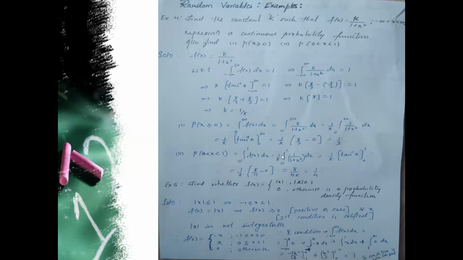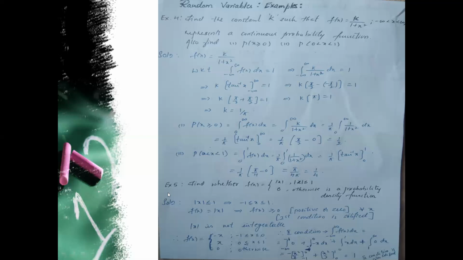Now the function is k divided by 1 plus x square. K value is 1 by pi. We'll keep it outside. Integration from 0 to 1 of 1 upon 1 plus x square is tan inverse x. Limits are from 0 to 1. Now, tan inverse 1 is pi by 4. Tan inverse 0 is 0. Hence, we get the answer as 1 by 4.